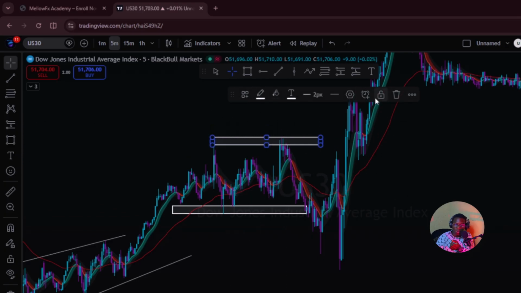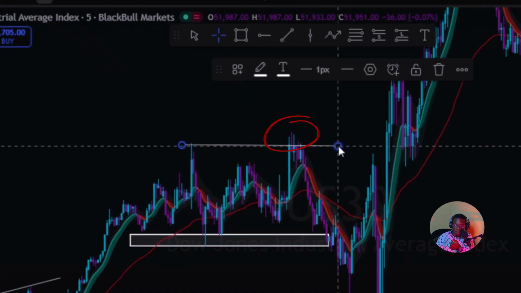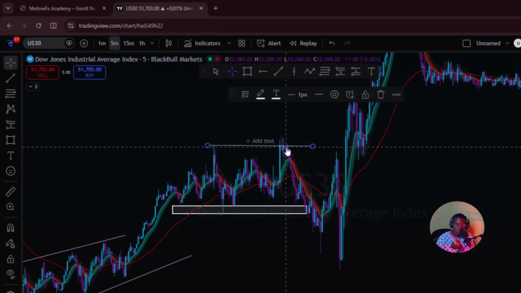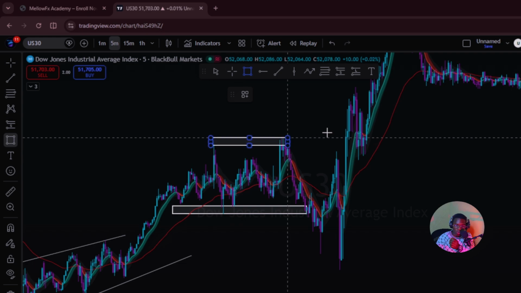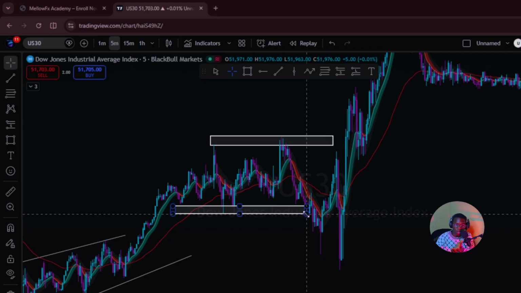So what most beginners do is that they just use one line to mark this area, and then they leave the wick out. They leave the wick out. No, the wick is part of the resistance area, so it has to cover everywhere around there. That is why we use the rectangle tool, and then we mark everything, that zone. That is how we mark support and resistance zone perfectly for consolidation.